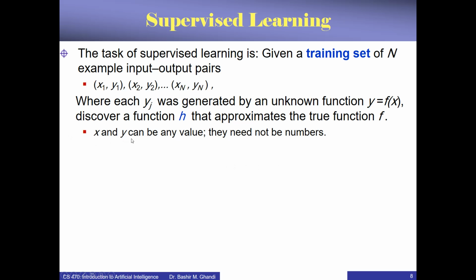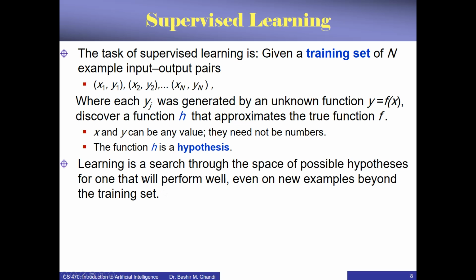Okay, x and y can be any data type. We have discussed different types of data in the last lecture: ordinal, categorical, numerical, and so on. So it doesn't have to be numeric, it could be any type. And as I said, the function h is called the hypothesis. So the objective in supervised learning is to find the hypothesis. Sometimes it is called the model.